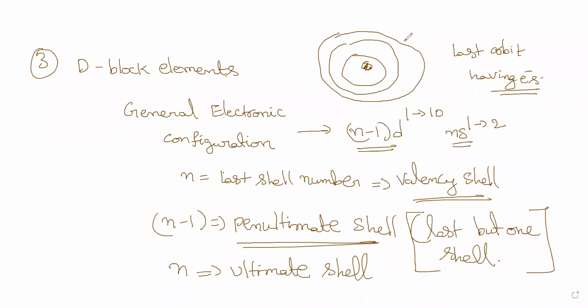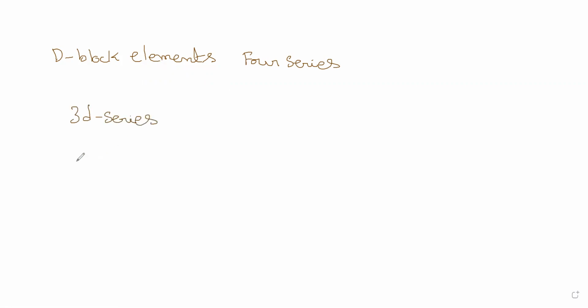So the next one we have the d block elements, this is a very big study. The d block elements. There are actually three series in the d block elements. What are the series? There are 3d series, 4d series and 5d series.